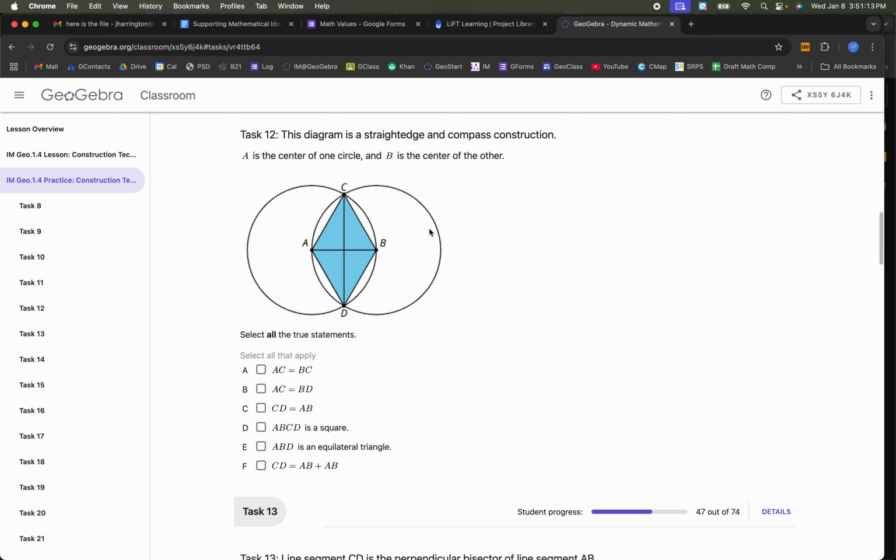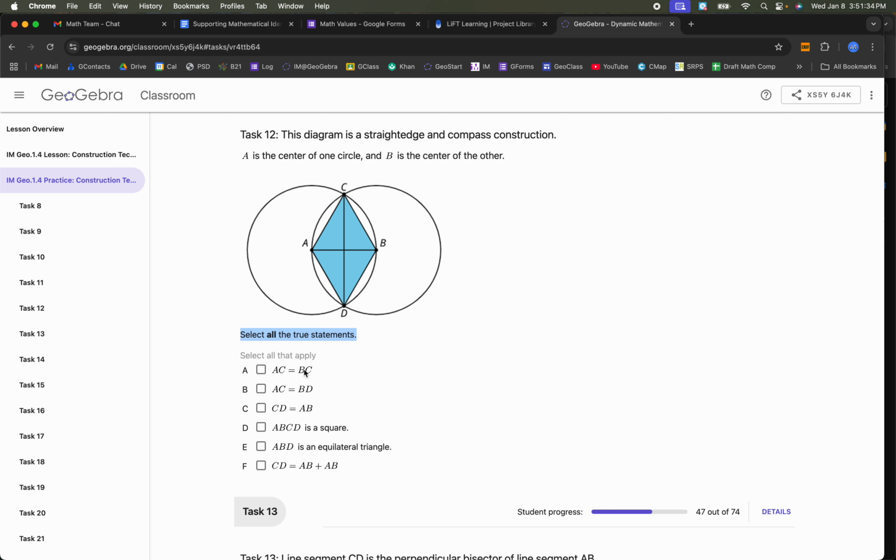Task 12. This diagram is a straight edge and compass construction. A is the center of one circle. And B is the center of the other. You have to make those sound effects, otherwise it's no good. All right, select all true statements. So which of these statements must be true?